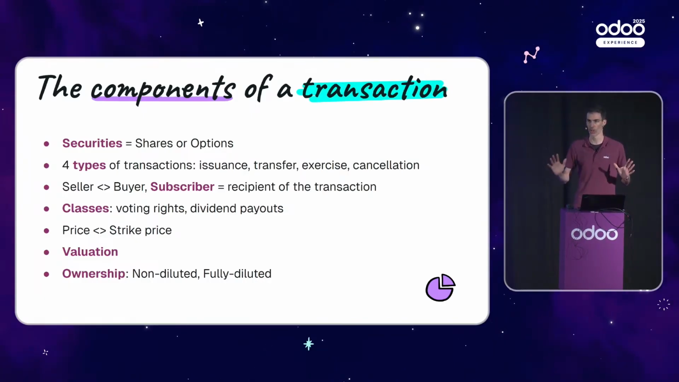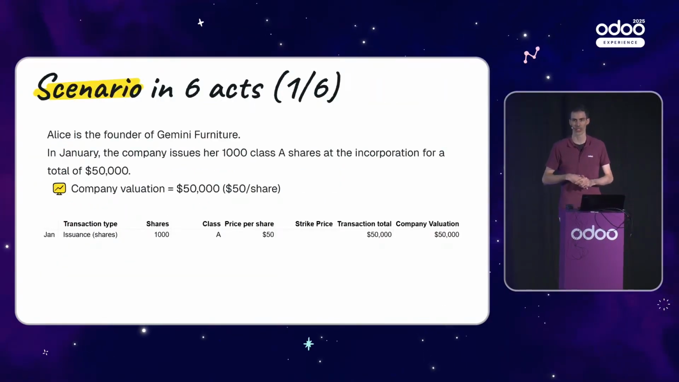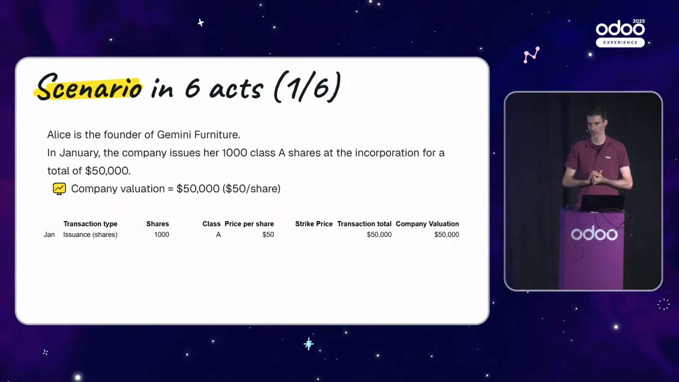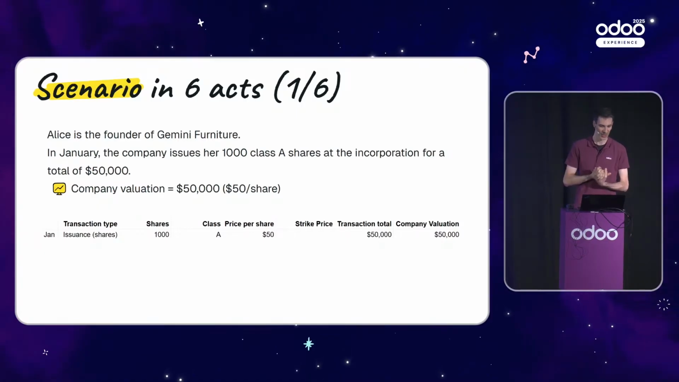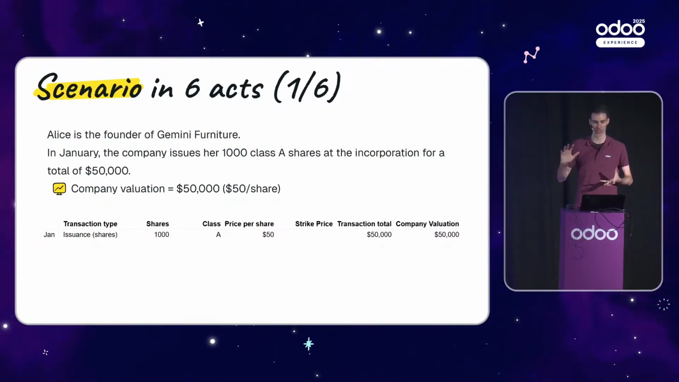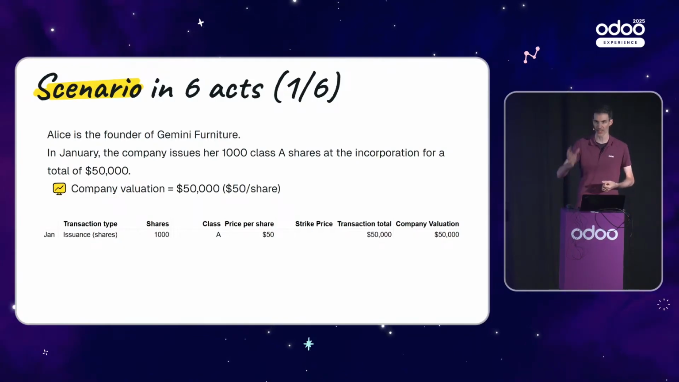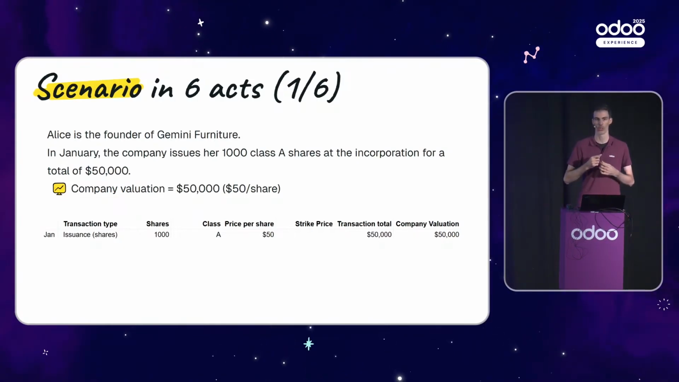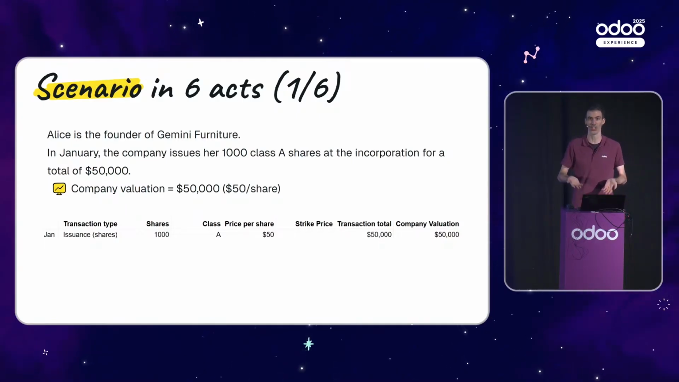Okay, those are all the components of a transaction in Odoo equity. And the best way to understand how the cap tables work is to go through a story. And you know I like stories. So we'll go through a scenario in 6 acts. And for every act, for every part of the story, we're going to enter it in Odoo and see the result.